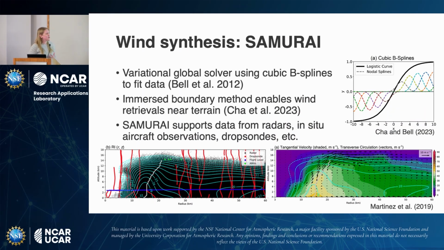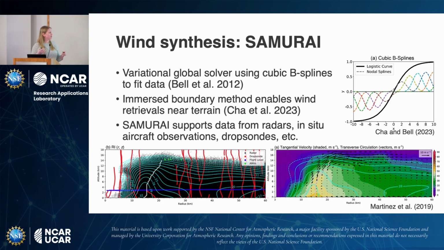In terms of wind, another big tool that Michael and I use is SAMURAI. This was developed by Michael as part of his PhD work many, many moons ago. Sorry, Michael, if you're listening. But anyway, it's a variational global solver that uses cubic B-splines, which are shown in this image here, and that's used to fit data. And so you can think of it as a kind of multi-Doppler analysis tool, but you can add in a lot of other different data types.